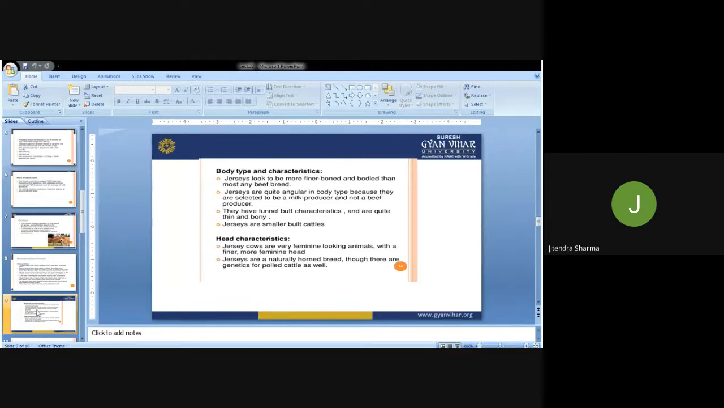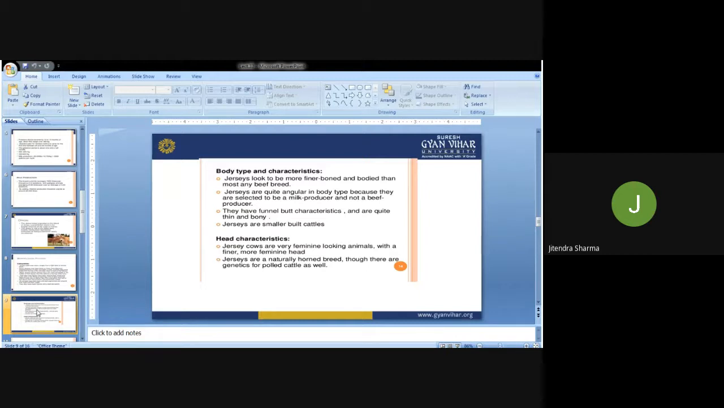Body and type characteristics. You can see that Jerseys look to have finer bones and bodies than almost any beef breed. Jerseys are quite angular in body type because they are selected as milk producers and not as beef producers. They have wedge characteristics and are quite conical. We will see a triangular shape in the body. Jerseys are a smaller built cattle.